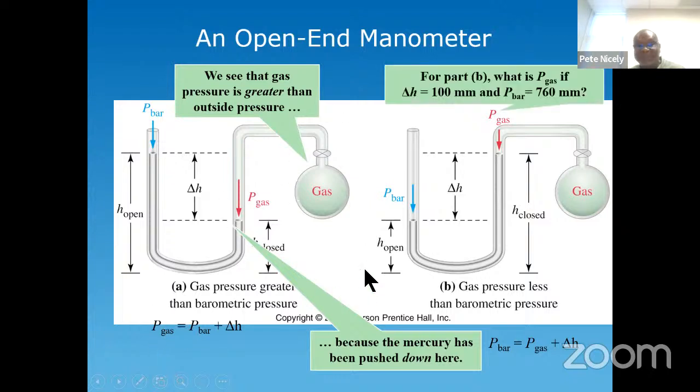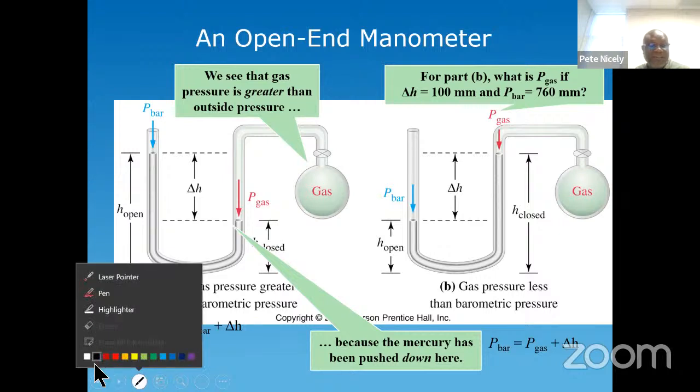Now, on the other side, you'll notice that the mercury level here is higher on this end compared to this end. What that tells us is that the barometric pressure here is greater than the gas pressure here, and the difference between those two values will be delta H. So we can write down that the relationship between the barometric pressure and the pressure of the gas is that P bar is equal to P gas plus delta H. And therefore, if you want to find the pressure of the gas in this case, let me write this down here.